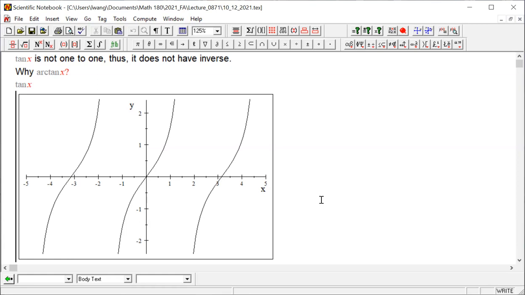Domain is 0, pi, range is -1, +1. When you see that picture, you tell me the range is from -1 to +1, and you look at the picture and tell me the domain is 0, pi.